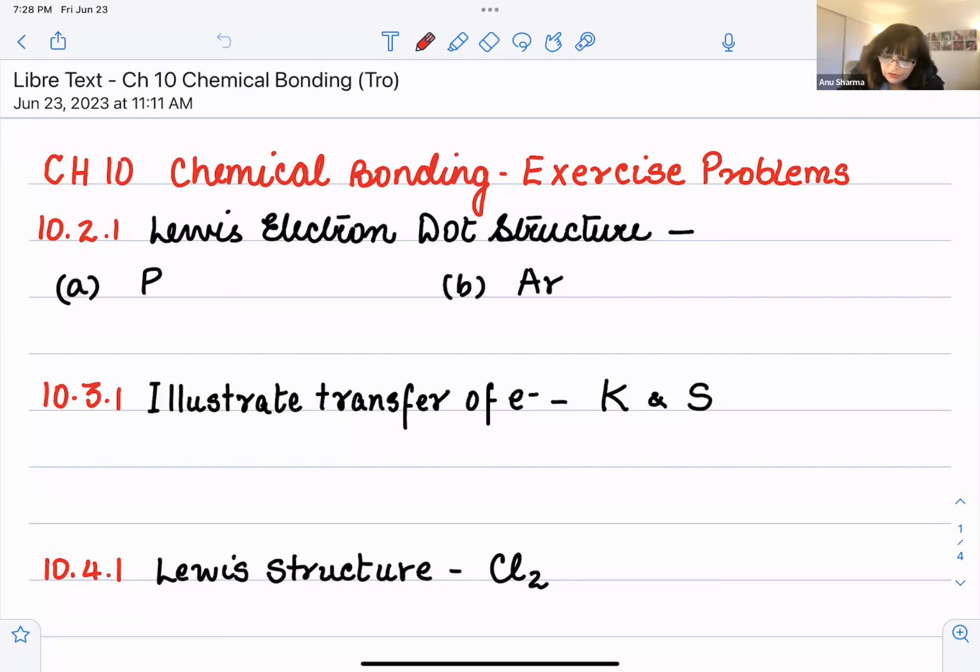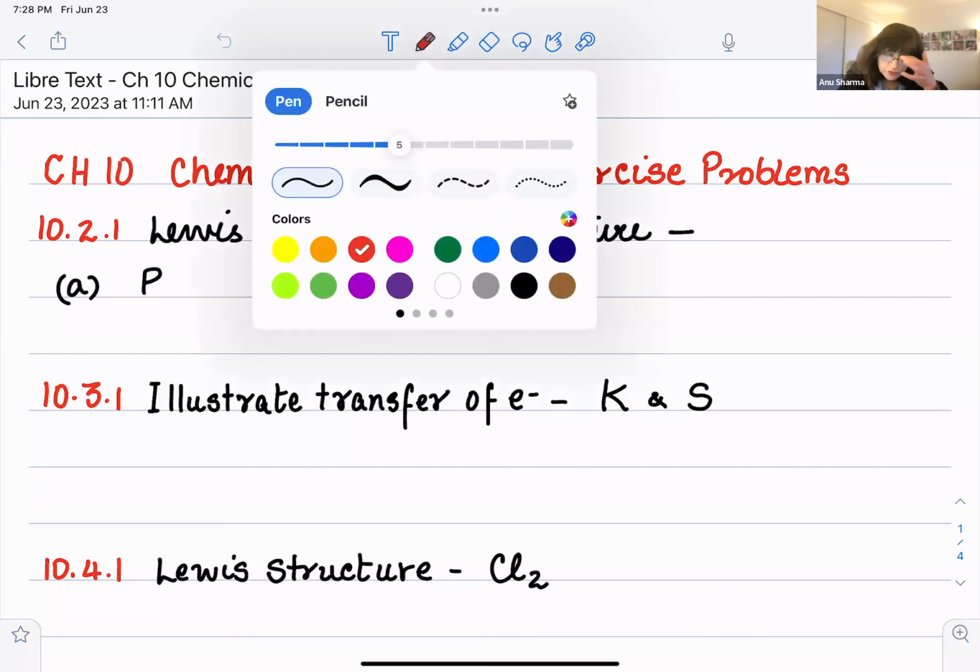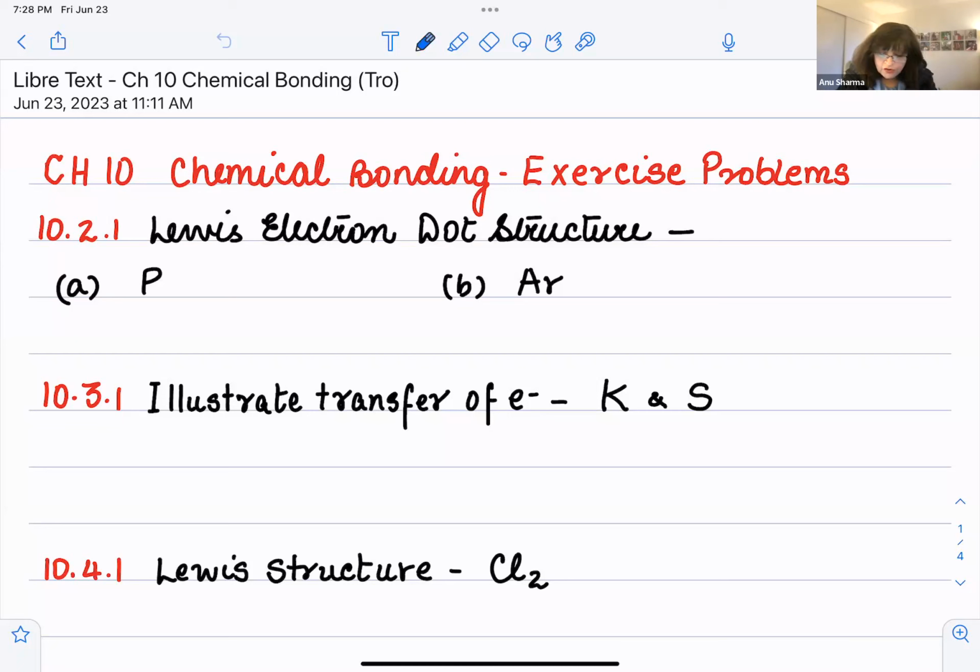Draw the Lewis electron dot structure for these. So what are the rules for that? For the Lewis electron dot structure, we write the valence electrons, okay? And valence electrons depend on the group number, so you have to identify the group numbers. If you don't know where phosphorus or argon is, or how many electrons there are, look at the group number, look at the valence electrons, and then just put the dots.